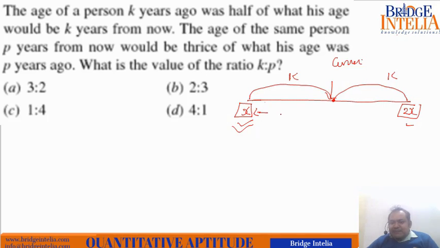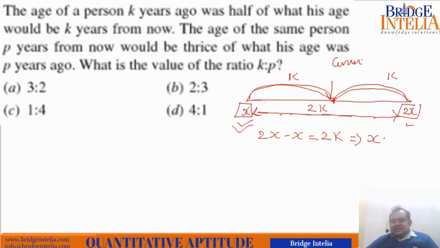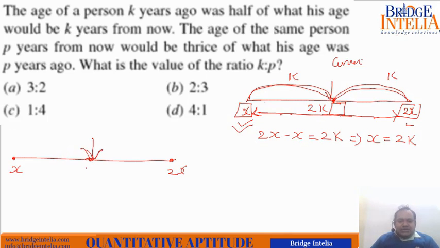Now what is this gap equal to? This gap is K plus K, so from here to here, this gap is equal to 2K. So you can say that 2X minus X is equal to 2K. From here you can easily see that X is equal to 2K. Also his current age, between X and 2X, is exactly midway. So his current age is 1.5X, and 1.5X is equal to 3K.